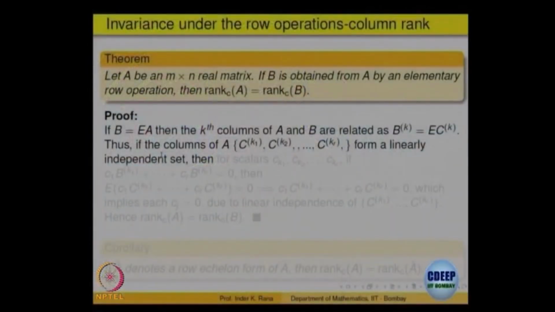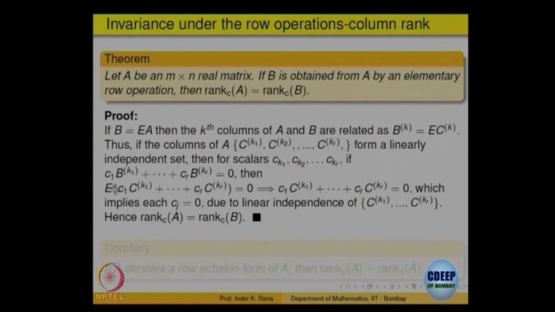So, let us take a linear combination, C1 of B k1 through Cr of B kr. I am not taking all the columns, I am taking the k1th column, k2th column, and I have picked up some r columns, and I am taking a linear combination that is equal to 0 in B. So, what are the Bk's? They are obtained from the corresponding column of A by pre-multiplication by the elementary matrix. So, what is Bk? We saw it here, the kth column is E times Ck. So, put that value. So, E is taken out, right, distributive property of matrices.